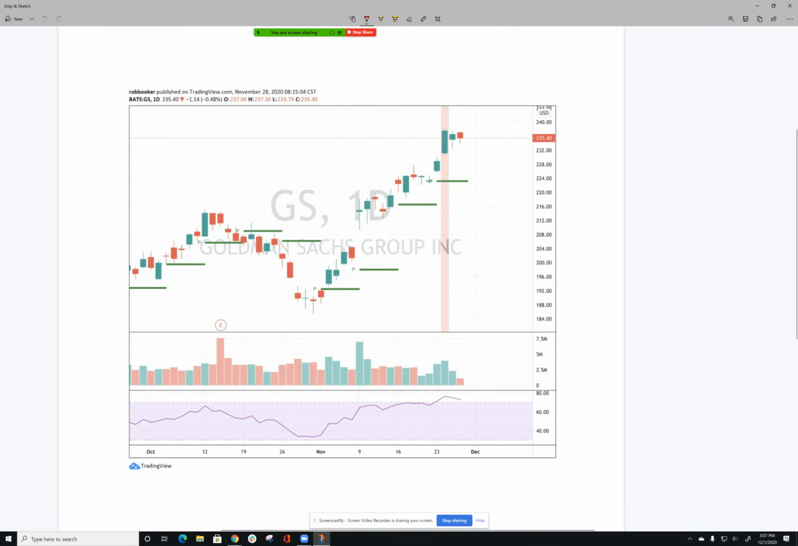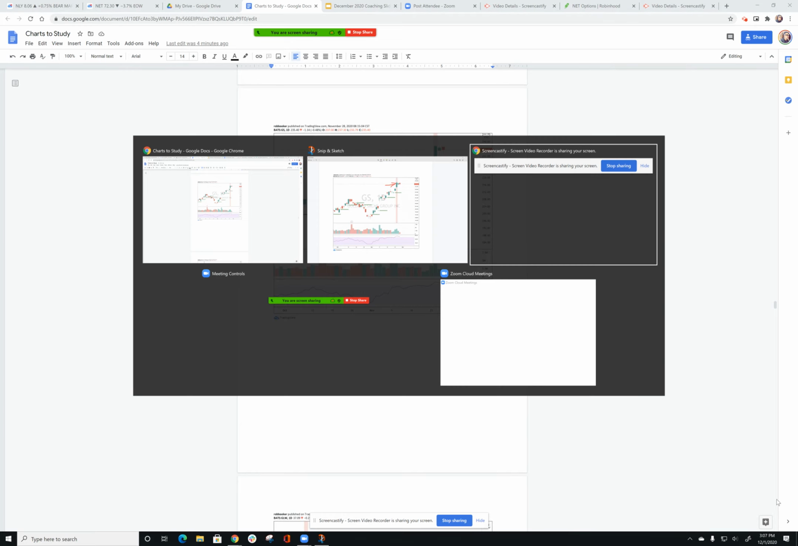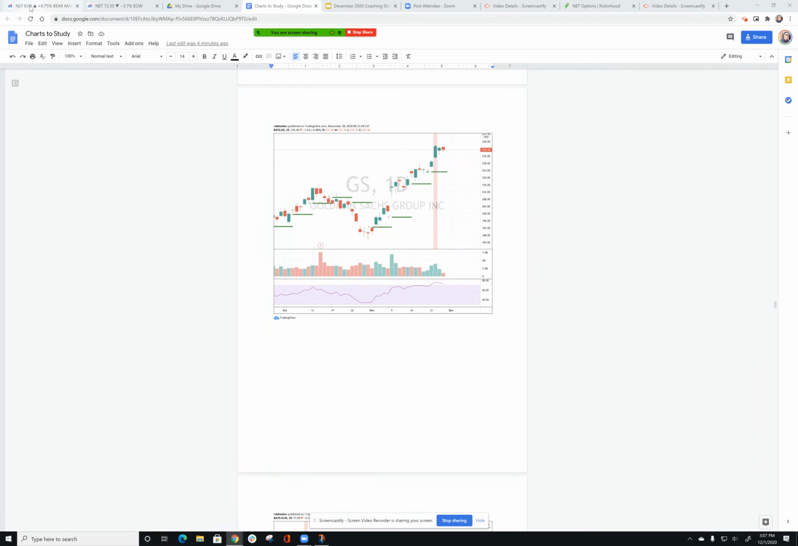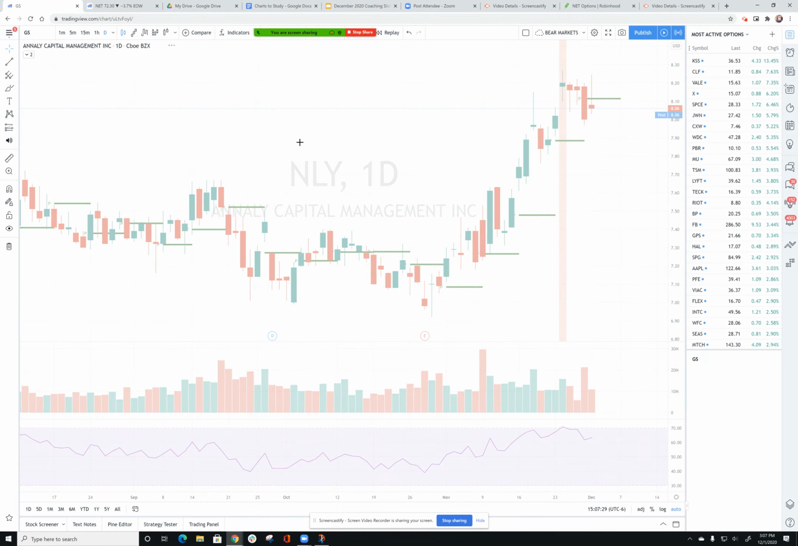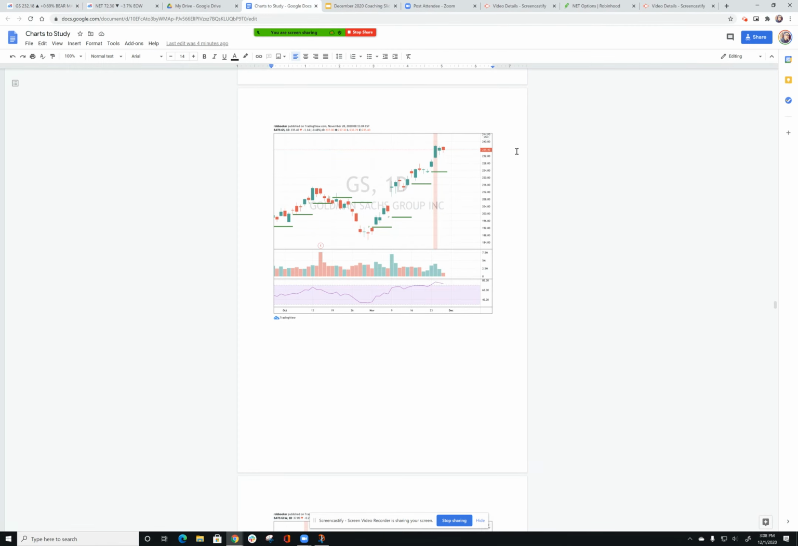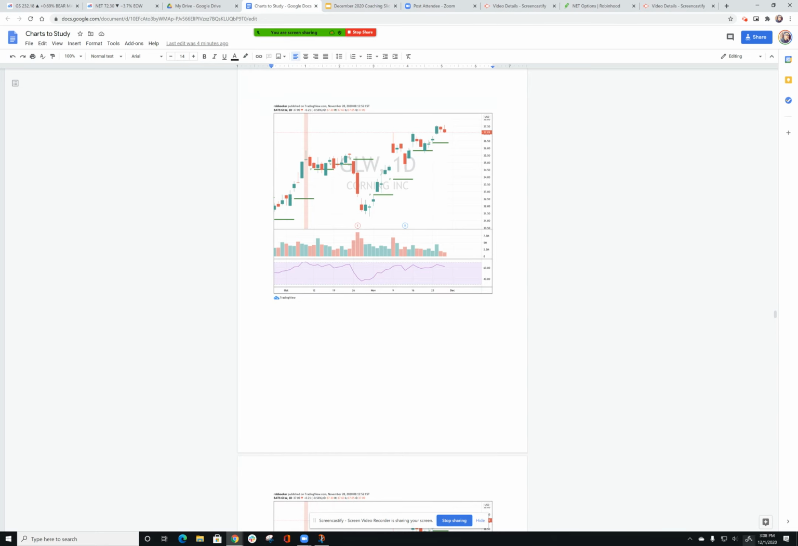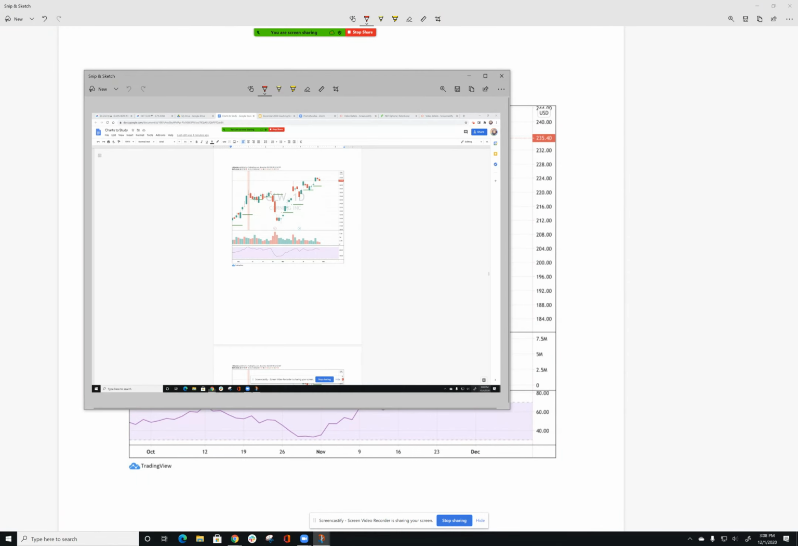Goldman Sachs. Not a trade. The day one candle is stupid. That's a stupid day one candle. Back over here, let's see what Goldman Sachs looks like. It eventually dropped. I mean, it's not a surprise that it eventually dropped. It's just not a trade. I hate to say it, not a trade.